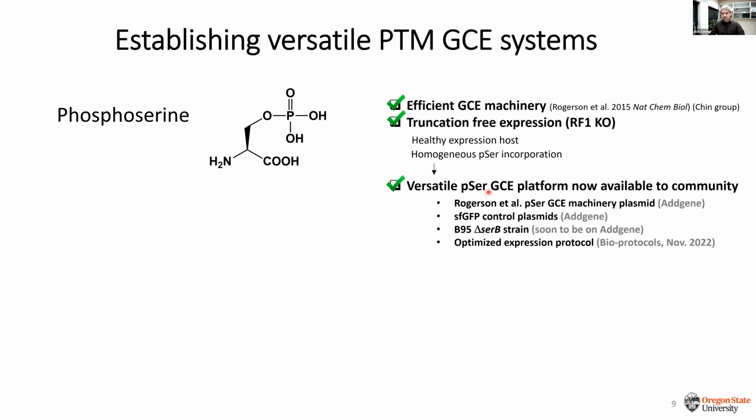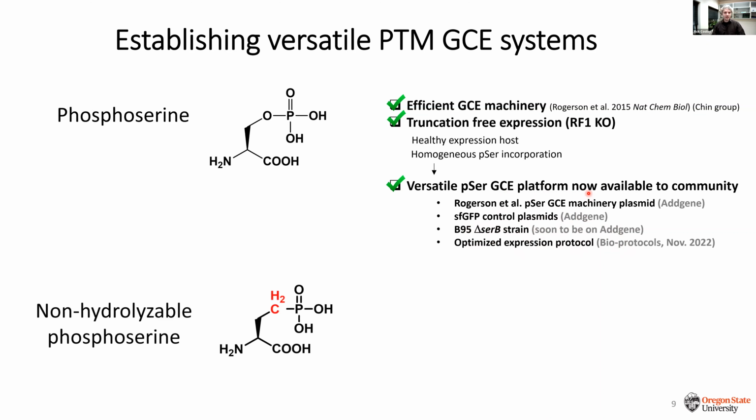As part of our mission in the center, we're now working to get this system publicly available to everybody. So the Chin Lab has deposited the machinery plasmid on Addgene. We've deposited GFP control plasmids, and we're about to put the B95 cell line on Addgene. And in about 2 weeks, we're about to publish an optimized expression protocol in the peer-reviewed journal Bio-protocol. So this whole kit, we hope, is going to become much more accessible for the community.